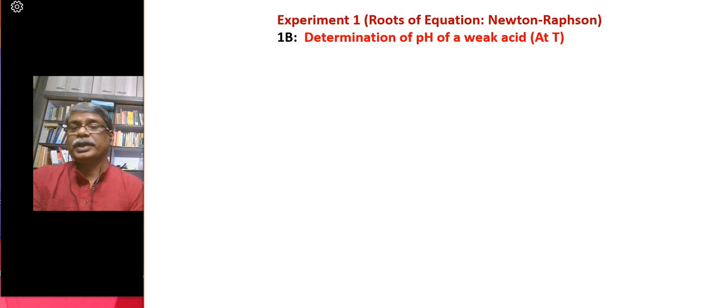we have to go for experiment 1B, which is the determination of pH of a weak acid at a given temperature. First of all, you have to understand what the real problem is. The problem is simple: you have to calculate the pH of an acid. So H plus is there, and you have to calculate minus log to base 10 of the H plus concentration. That's all. But what is the mathematical problem?